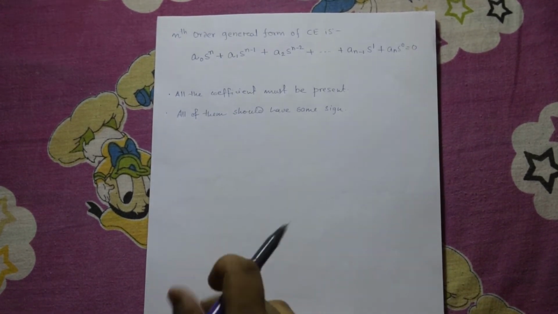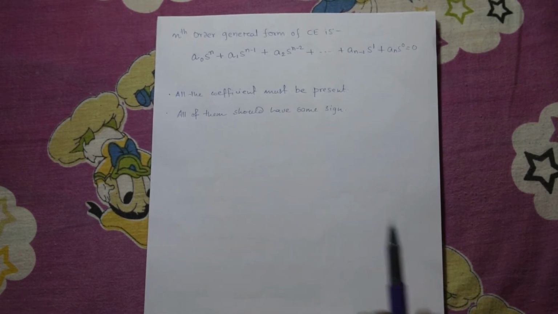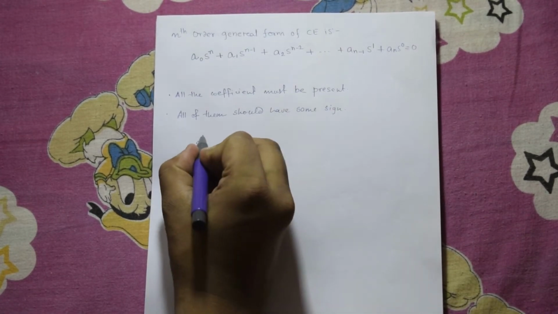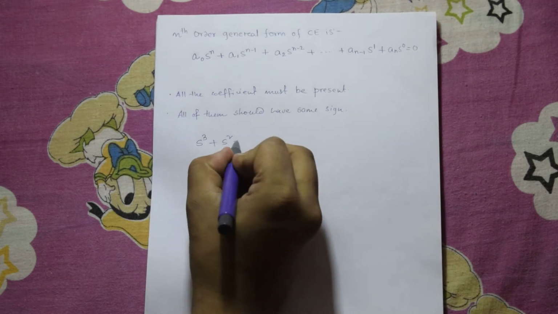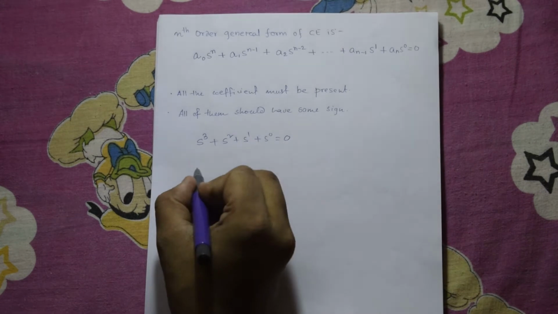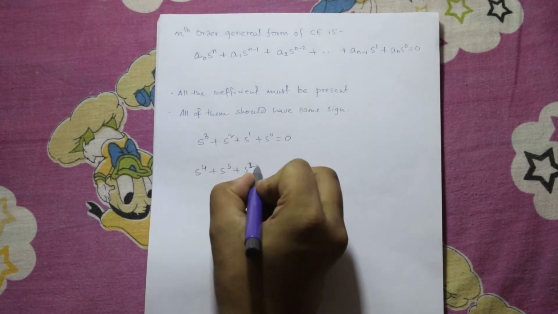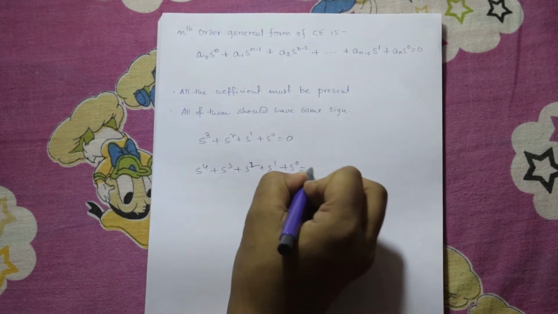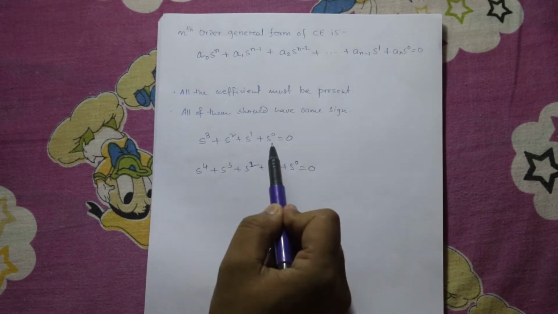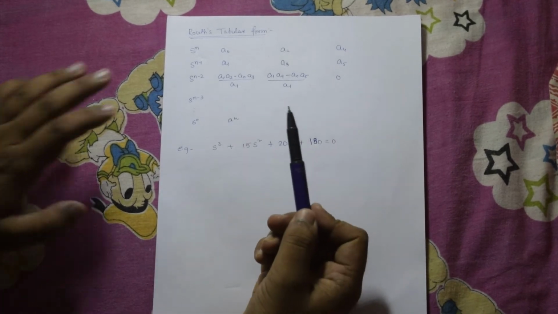The necessary condition for this is that all the coefficients must be present and all of them should have the same sign. So what does it mean? All the coefficients must be present means if the highest power is s power 3, then s power 2, s power 1 and s power 0 must be present in the characteristic equation. If the highest power is s power 4, then s power 3, s power 2, s power 1 and s power 0 must be present in the characteristic equation. And all of them should have the same sign means all of them must be positive or all of them must be negative. This is the tabular form of the characteristic equation.